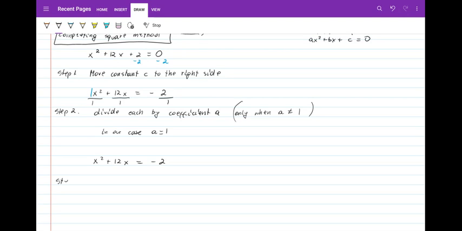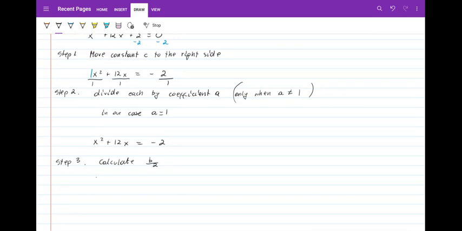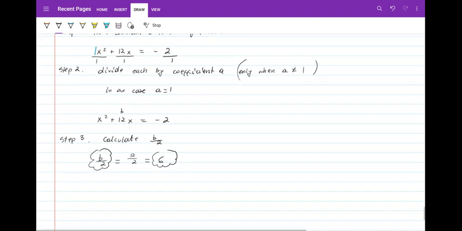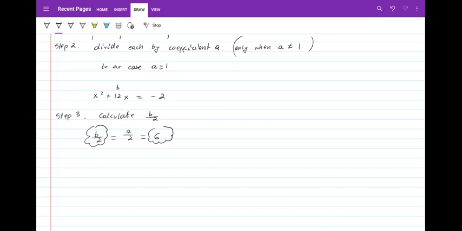Step 3, we're going to calculate b divided by 2. Okay. In our case, b is 12. So this is b right here. We have 12 divided by 2, we're getting 6. And I'm putting that in a cloud. It will make sense because this later will be in the parenthesis. So just save that.